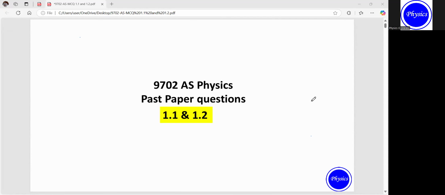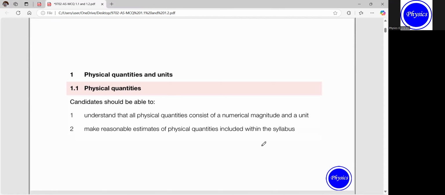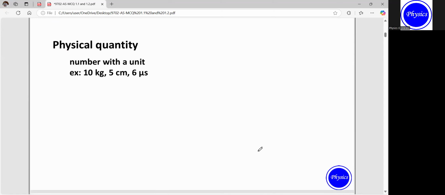Hi everyone, this video is about 9702 AS Physics, dealing with past paper questions from sections 1.1 and 1.2. Okay, 1.1 deals with physical quantities and estimation. We all know a physical quantity is a number with a unit, for example 10 kilogram, 5 centimeters, 6 microseconds, and so on.